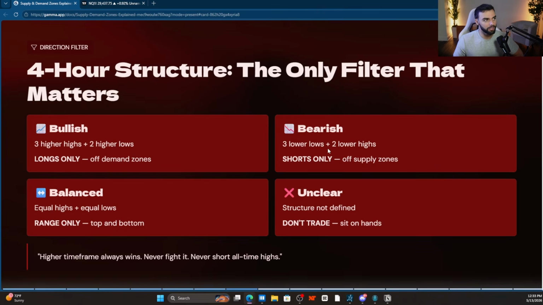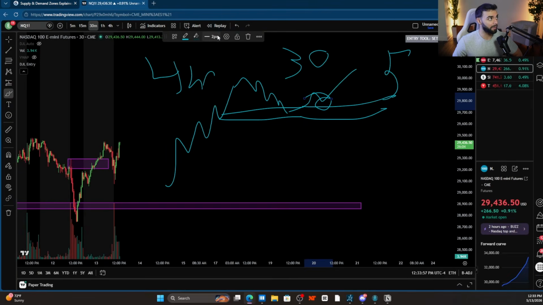Bearish is 3 lower lows and 2 lower highs. Shorts only off supply zones, right? And also for bullish, we'll play break retest of supply, and for bearish, we'll play break retest of demands. Now, balanced markets, right? Equal highs and equal lows, we'll play the range only, top and the bottom.